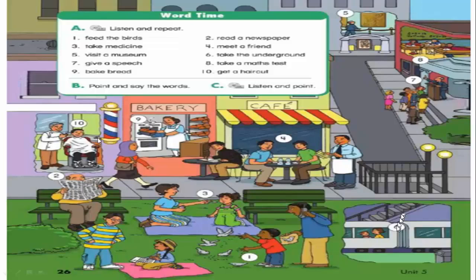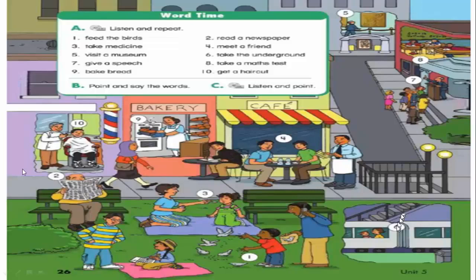Okay. Very good. I get a haircut. That's right. We all do. I feed the birds. That's nice. I meet a friend. Yes, I feed the birds. Some people feed the birds. Take medicine. That's right. I take medicine. Okay, I take a math test. That's right. We all take tests. I read a newspaper. So all these things that we can see are things that we all do in town. كلها حاجات ممكن كلنا نعملها.